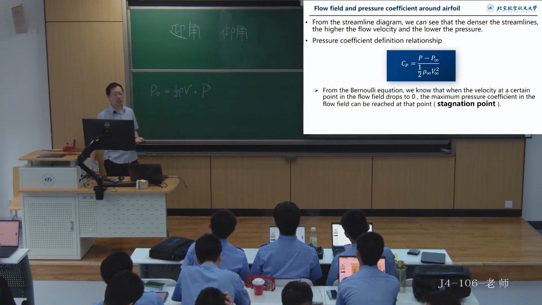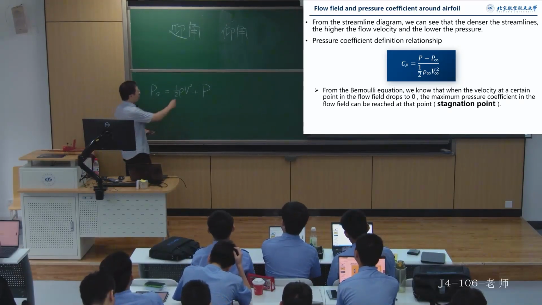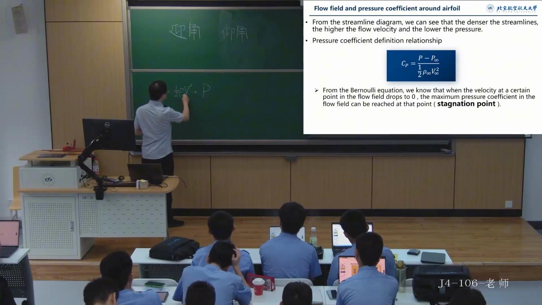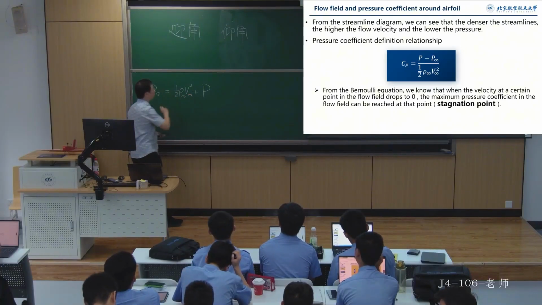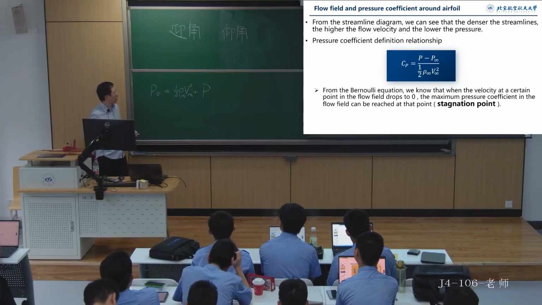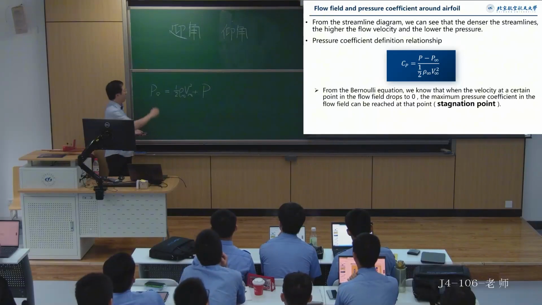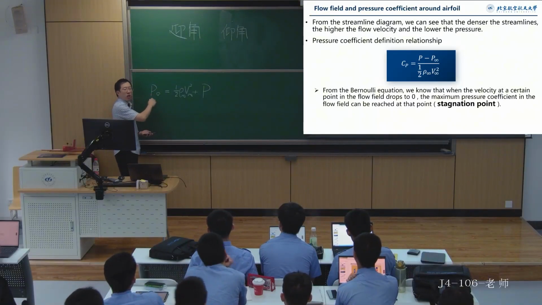The total pressure P0 equals 1/2 ρ V squared plus P, correct? This ρ can also refer to the free stream ρ, referring to conditions at infinity. So when there's a point where the velocity V becomes 0, what does that mean? It means that the local pressure equals the total pressure, right?